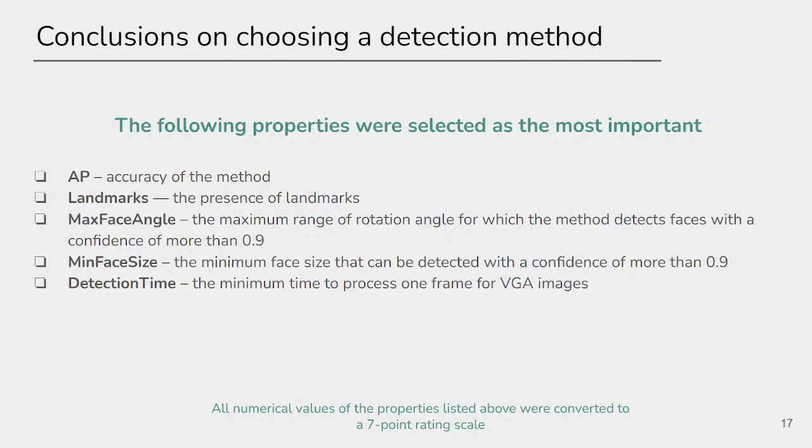So, to choose the most suitable method, it was decided to compare the parameters of the methods and the results obtained according to the following criteria: average precision, presence of landmarks, the maximum range of rotation angle for which the method detects faces with a confidence of more than 90%, the maximum face size that can be detected with a confidence of more than 90%, and finally the minimum time to process one frame for VGA images.